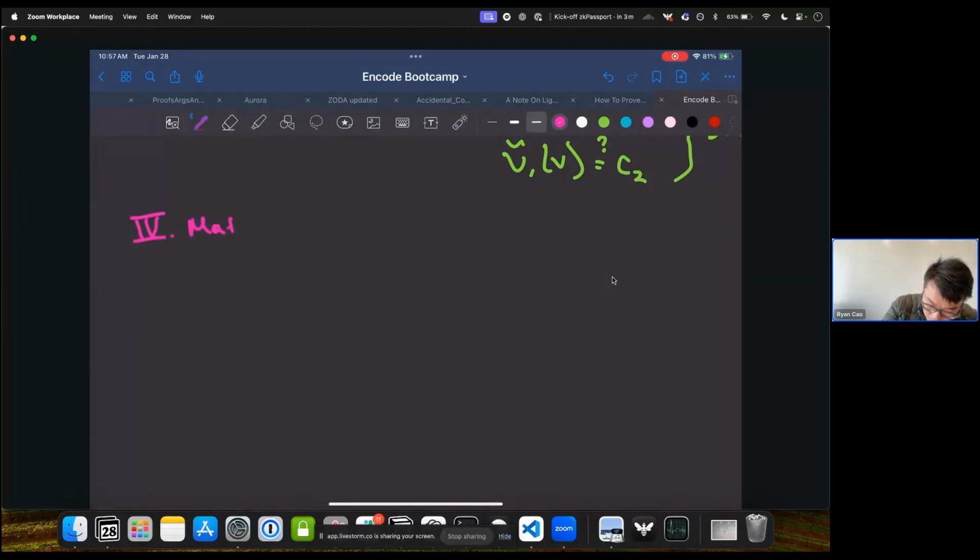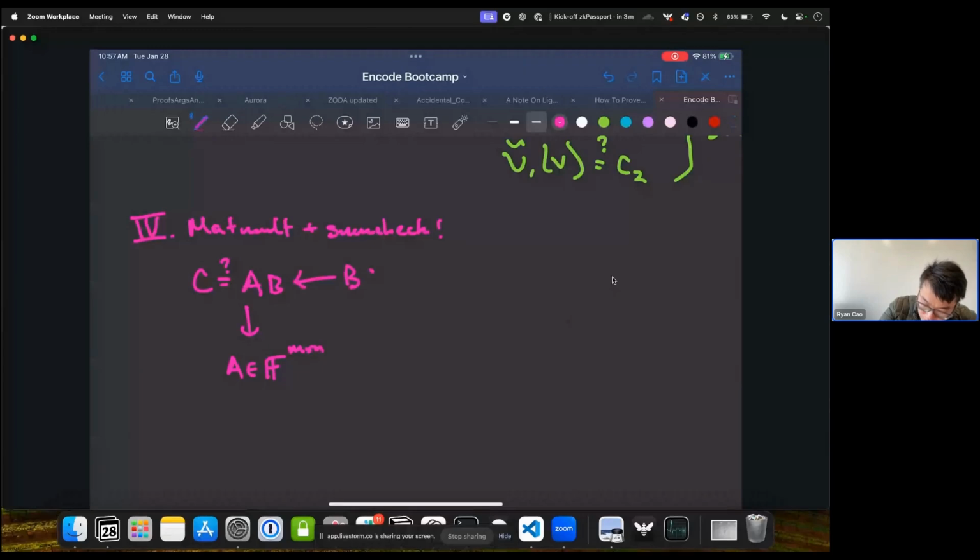Mat mult plus Sumcheck. Okay, excellent. So what are we doing here? Well, we're trying to check in general that a matrix C equals, question mark, the product of matrices A and B. Let's define this a little more rigorously. Let's say that A is an M by N matrix, and B is an N by K matrix. That means C, in this case, needs to be an M by K matrix.